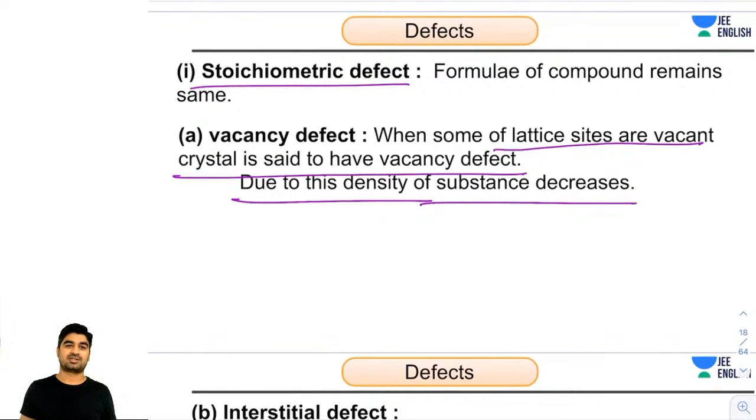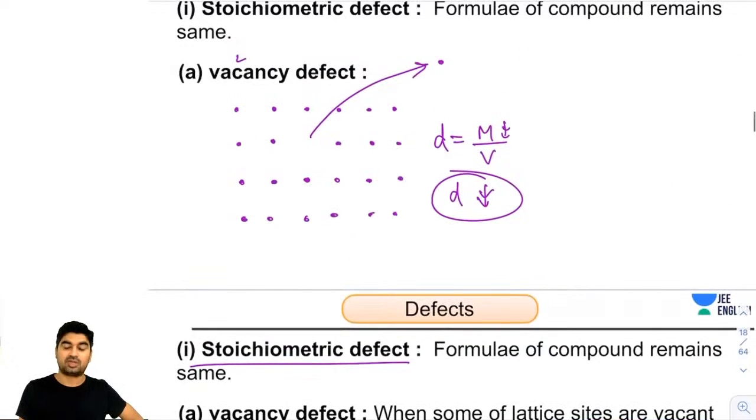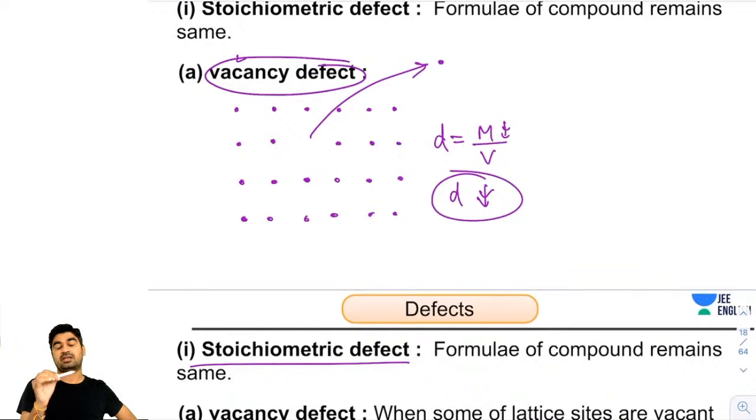Volume will not change guys. Okay? Yes. Next Triveni and Emi, you are right. So have you noted down? So if someone asks you due to vacancy defect, density will increase or decrease, your answer will be decrease.